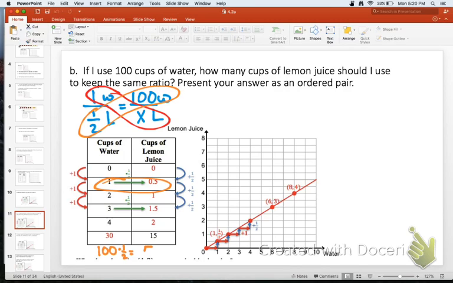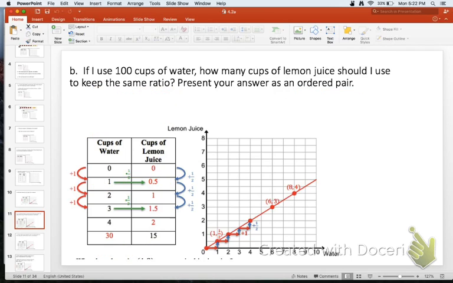All right, I found I would need 50 cups of lemon juice. So now, my directions tell me to write it as an ordered pair. Remember that an ordered pair is parentheses, some number, a comma, and some other number, closing your parentheses. Because my X is on the left, that's my water, it told me I had 100 water cups. We just found out, either using cross products or using the unit rate, that 50 is how much lemon I would need.